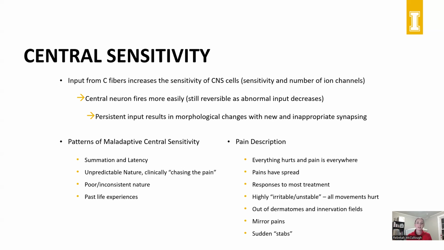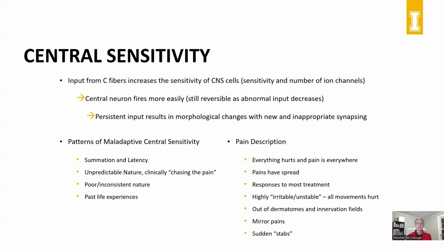So some patterns of maladaptive central sensitivity would include summation latency. So a high load of repetitive movements might have been a cause of this. And then a bigger latency period is when the pain occurs later. So let's say you check their range of motion and then afterwards they feel the pain. Some other things would be if it's an unpredictable nature. So when you're clinically chasing the pain, it keeps moving or isn't consistent, essentially.